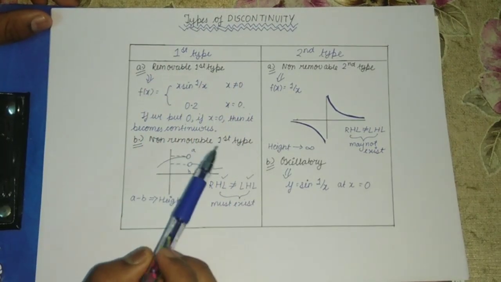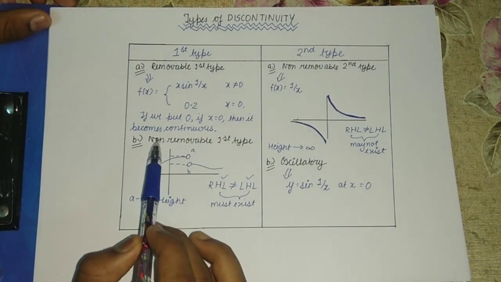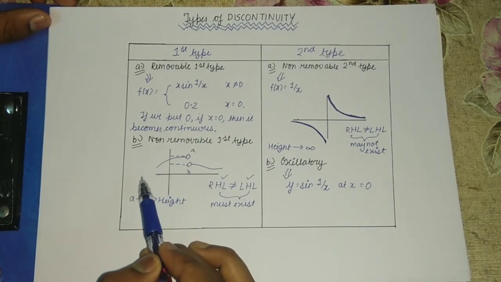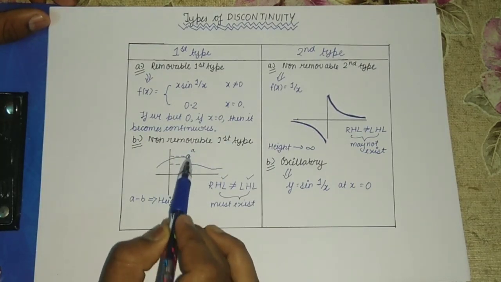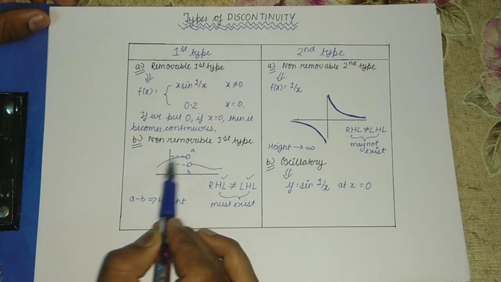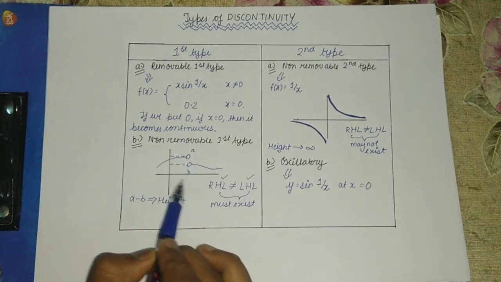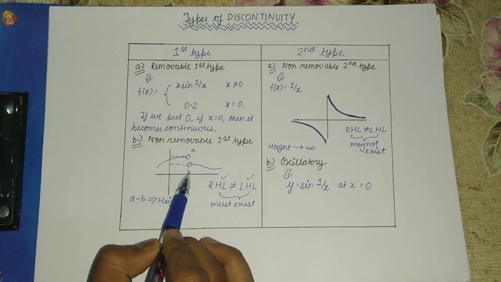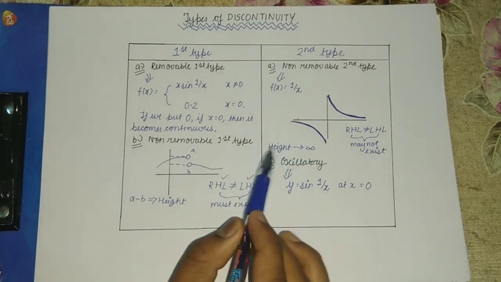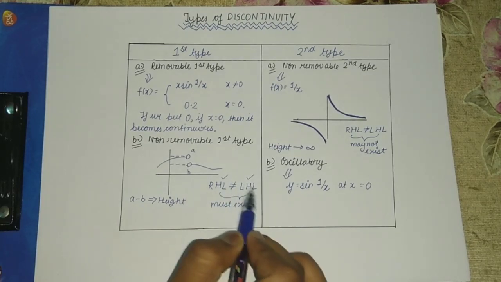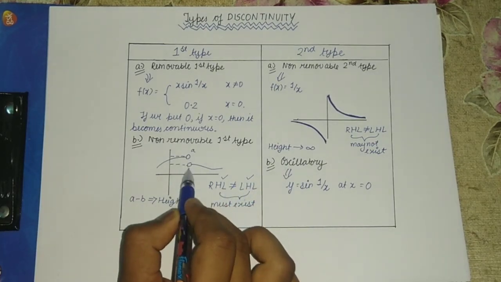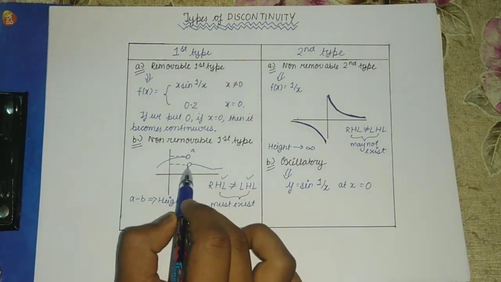Now looking at the second type of first type discontinuity, non-removable first type. Here the value of the function suddenly changes at this point of x. So the left hand limit is clearly not equal to the right hand limit at a certain value of x. So this is known as non-removable first type, where LHL is not equal to RHL but they both exist. In this case, AB is known as the height of discontinuity.